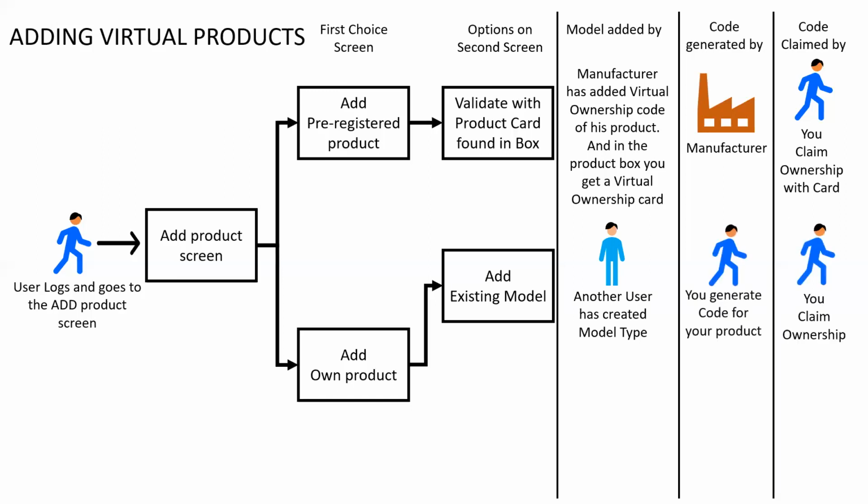So someone else has created the Toyota Prius Plus model type, and you generate a code for your specific Toyota Prius, and you claim ownership for your specific own Toyota Prius. The other case is when you don't find your model there. So let's say you have a Mercedes-Benz E-Class and you don't find the model there.